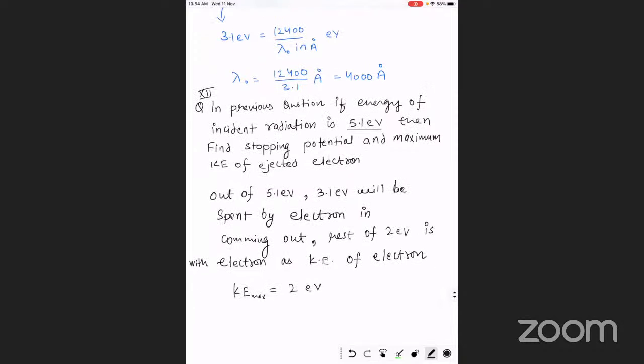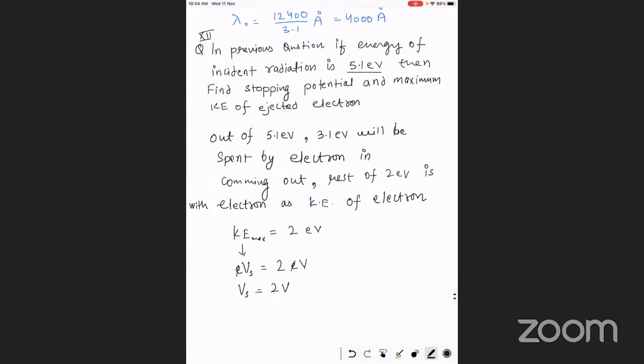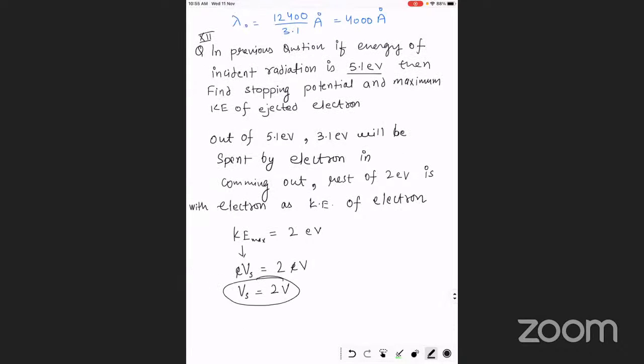And I already told you, you can write kinetic energy is equal to eVs. Do you remember? Yes. e will get cancelled and the stopping potential will be 2 volt. Understood? So you got the stopping potential and the maximum possible kinetic energy of the electron both. This is very important for class 12 CBSE board. Already asked many times, same question.